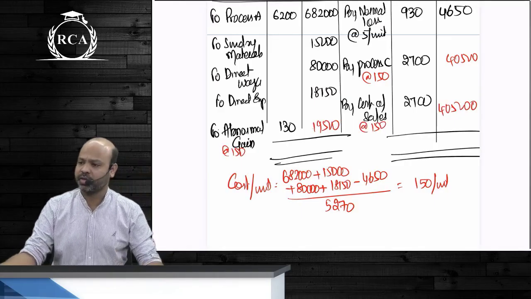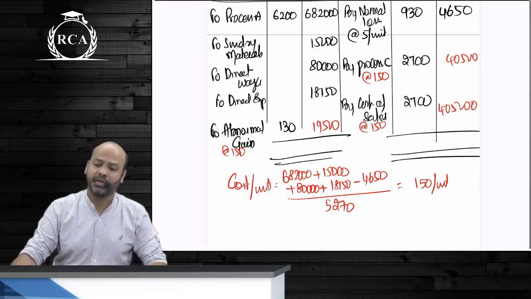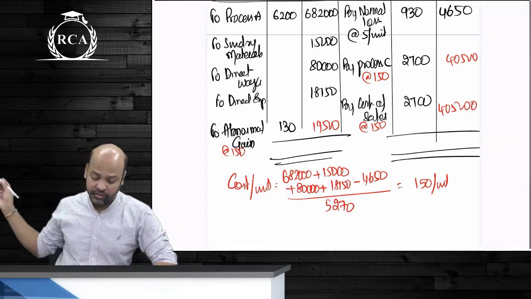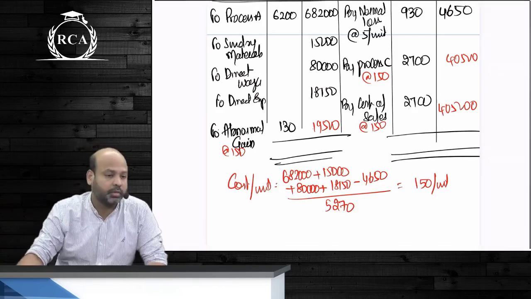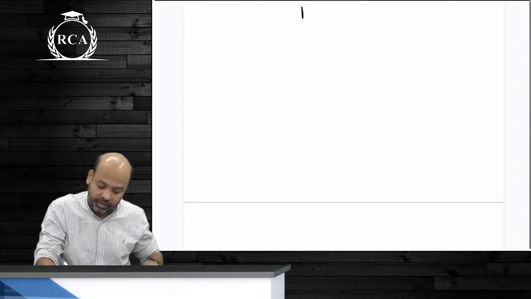Same way for process C. Once we are done with that, beta, we'll prepare normal loss account. I'm writing cost of sales, understood? We will book sales but in P&L account. Are we clear about this? Come on, beta, copy it down.